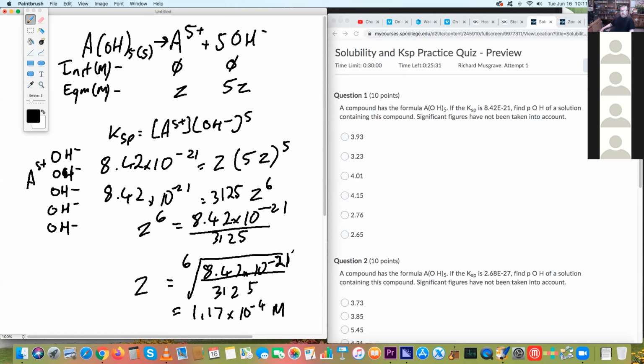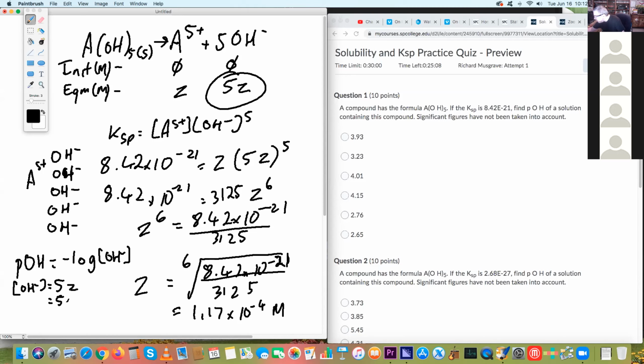Now that's not the final answer, because we're looking for pOH, which is the negative log of the OH minus concentration. But we see that the OH minus is 5Z, so the concentration of OH minus here is going to be 5, and that's the part that people forget, I think. 5 times 1.17 times 10 to the negative 4. And I get 5.89 times 10 to the negative 4.